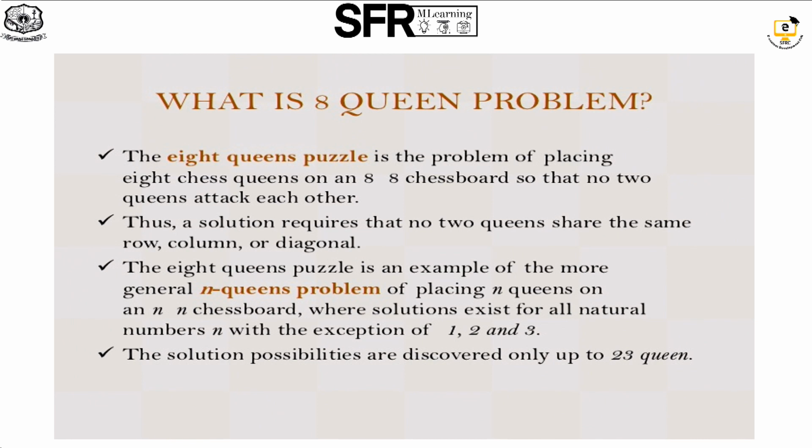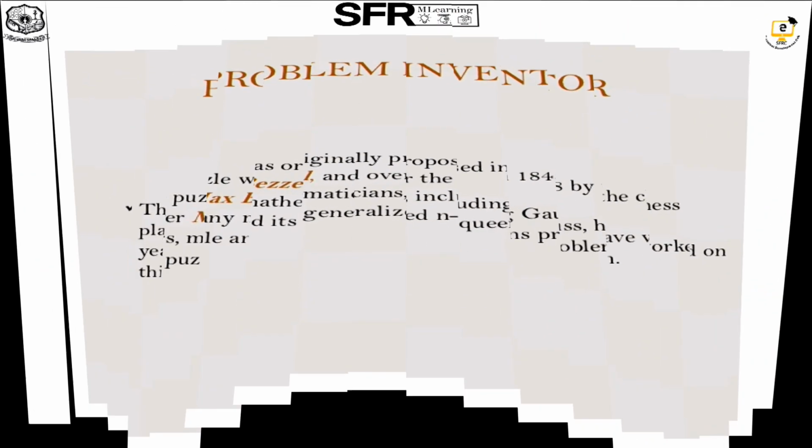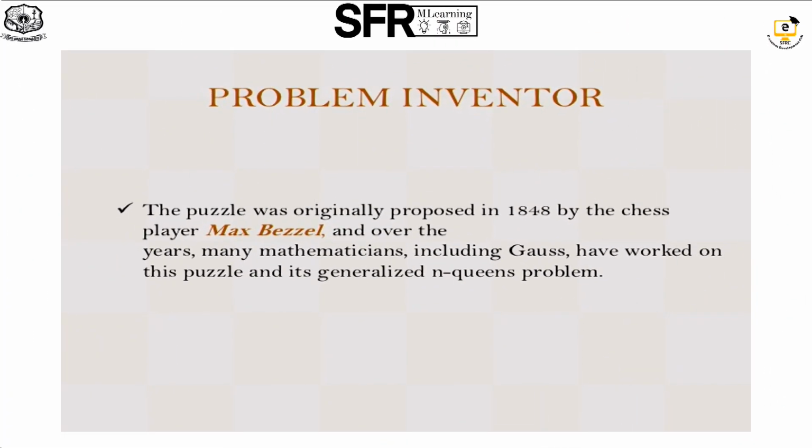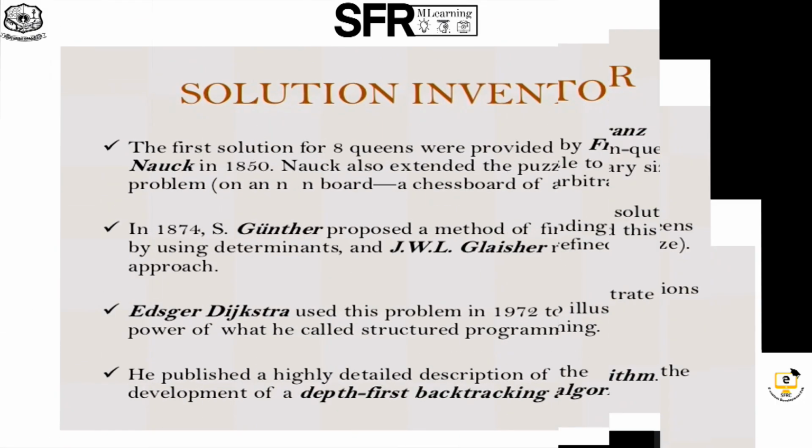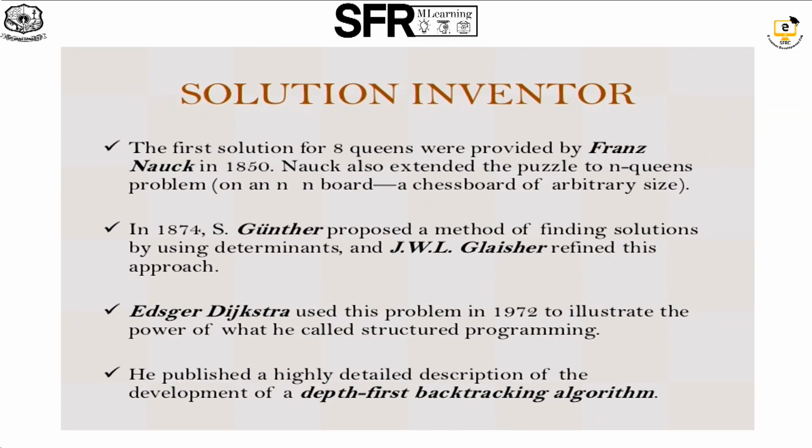The solution for this problem has been worked out up to 23 queens. The problem was originally mentioned by the player Max Bezzel, and over the years solutions have been found for up to 23, and they have been given by many people like Franz Nauck, and then Gunther, and then Glaisher, and then by Dijkstra. We know Dijkstra's algorithm, and he used the depth first backtracking algorithm.